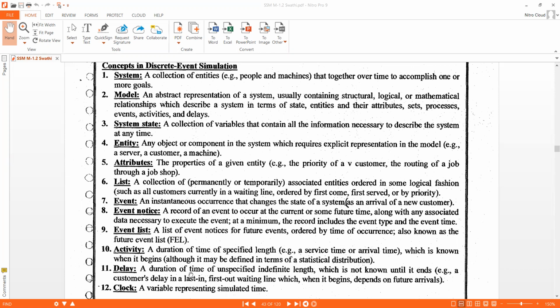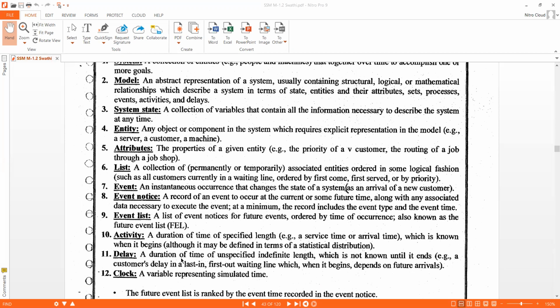Next term is delay. Delay is a duration of time of unspecified, indefinite length. A duration of time of unspecified, indefinite length is called delay, which is not known until it ends.